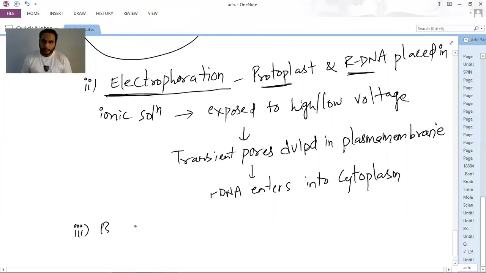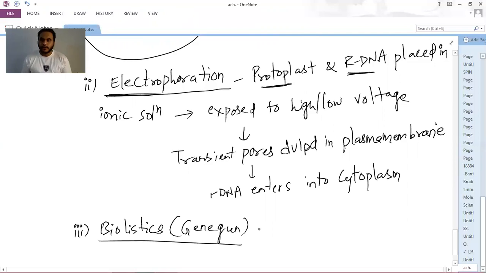The biolistics method. Biolistics is also called the gene gun, or micro projectile gun. It involves the insertion of rDNA by coating.